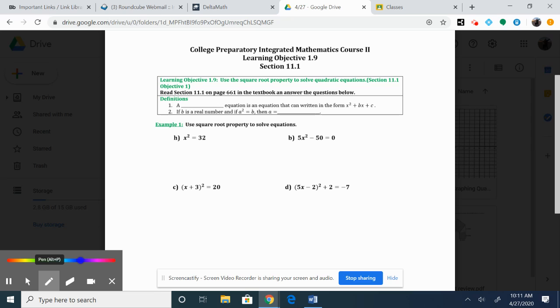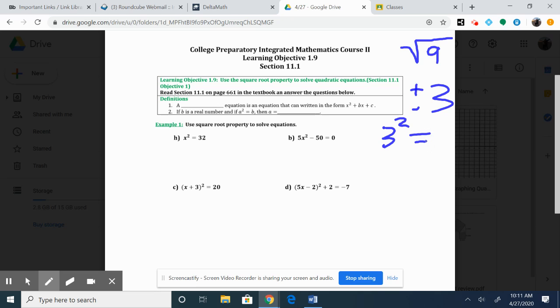So the first thing that we need to remember is that whenever we take the square root of something, let's say we're going to take the square root of 9. The square root of 9 would be 3 because 3 times 3 is 9. But what we can assume is that it could either be positive or negative, because if you do positive 3 squared, that's equal to 9. But if you also do negative 3 squared, that's negative 3 times negative 3, which is also a positive 9. So we can assume that it could either be positive or negative.